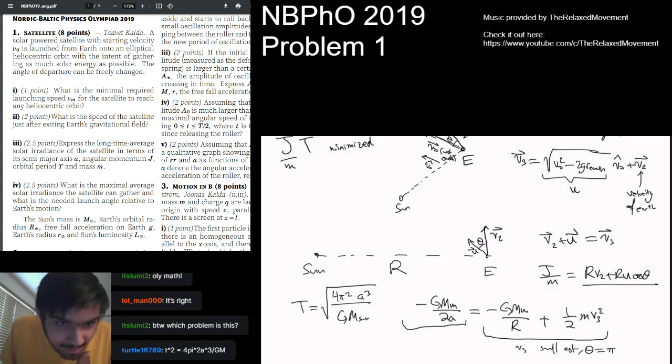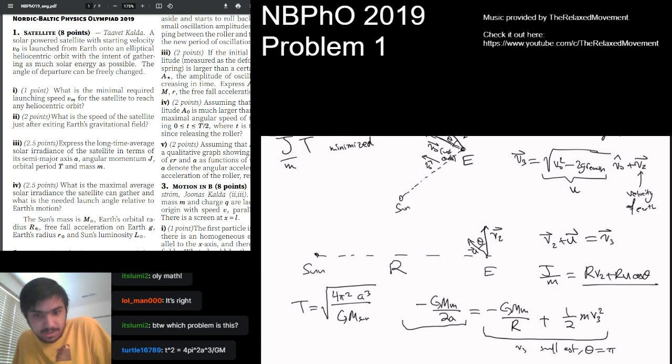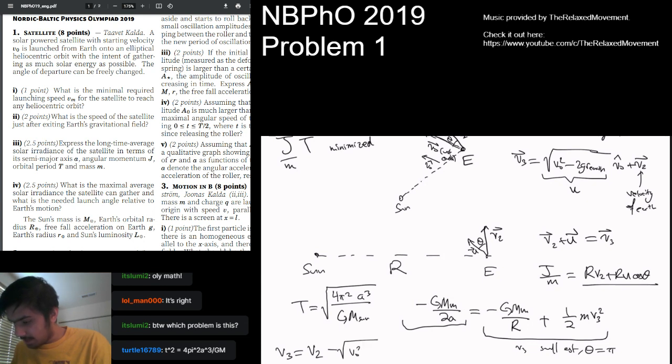And what is the maximal average? I'm not going to actually calculate it. I've given enough information to calculate it. So you would just take V3 to be the speed of the Earth in its orbit minus U, which is V0 squared minus 2gr Earth.